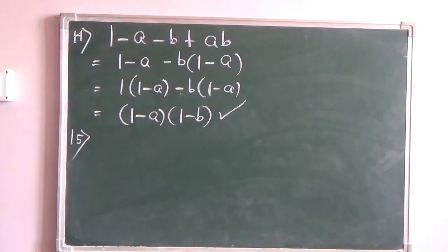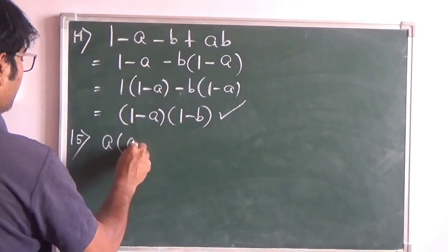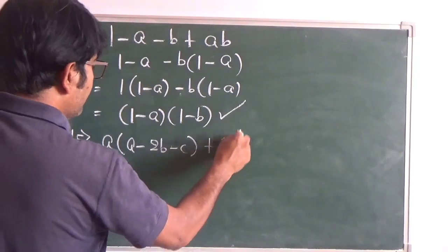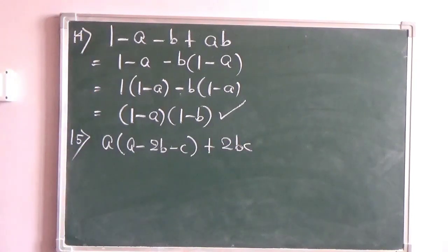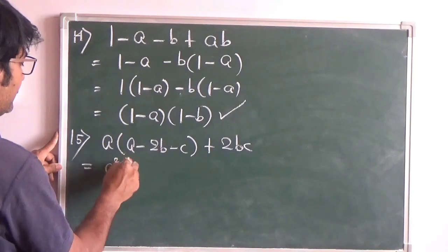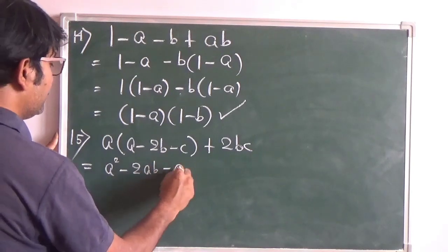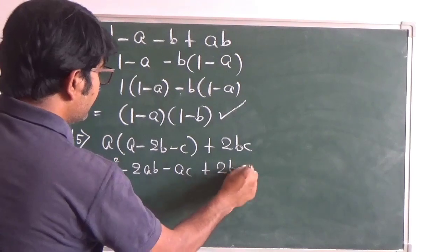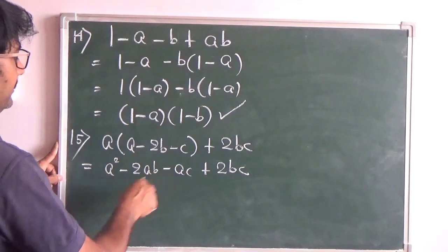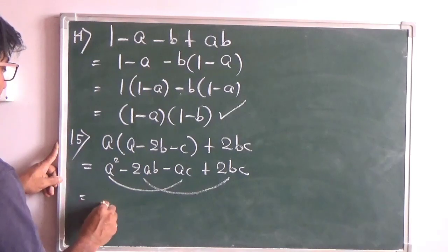So number 15, a into a minus 2b minus c plus 2bc. So let us first open the bracket and then we will see how to get the groups. It is a square minus 2ab minus ac plus 2bc. So let us group it like this, so let it be a square.